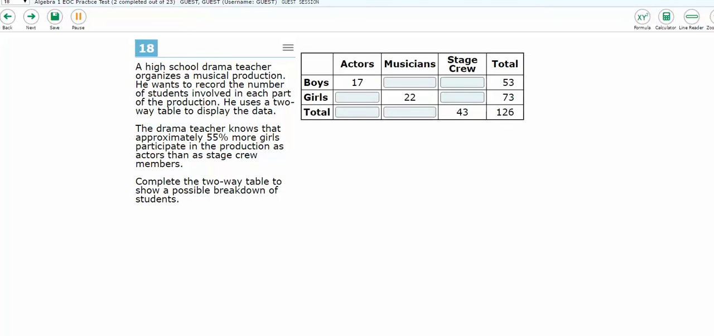Okay, let's take a look at number 18. It says a high school drama teacher organizes a musical production. He wants to record the number of students involved in each part of the production. He uses a two-way table to display the data. The drama teacher knows that approximately 55% more girls participate in the production as actors than as stage crew members. Complete a two-way table to show a possible breakdown of the students.